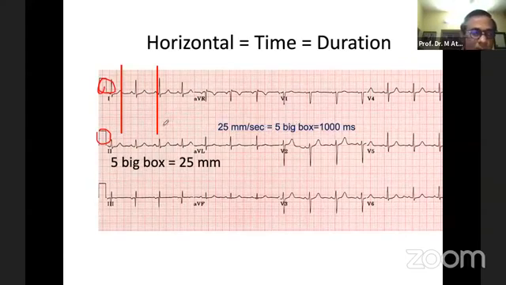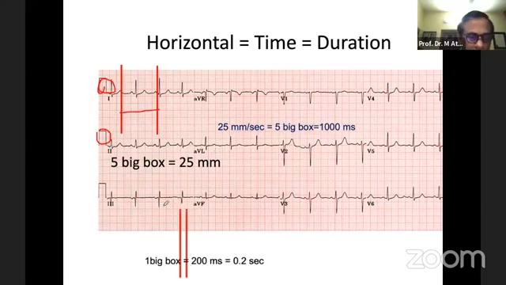That is 5 big boxes. Between these two red lines, you can see 1, 2, 3, 4, 5 big boxes, and 5 big boxes means 1000 milliseconds. So this is the normal speed. This will take 1 second to record in the ECG machine in the normal standardized procedure. And these 5 big boxes mean 25 millimeter.